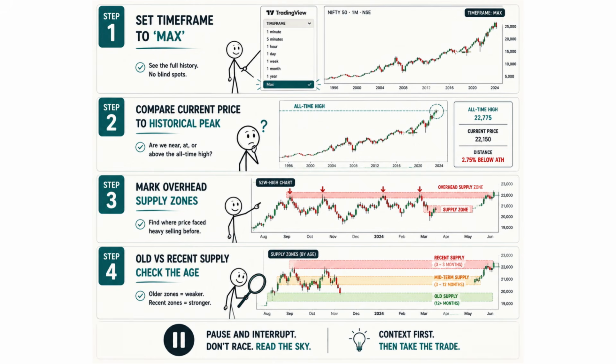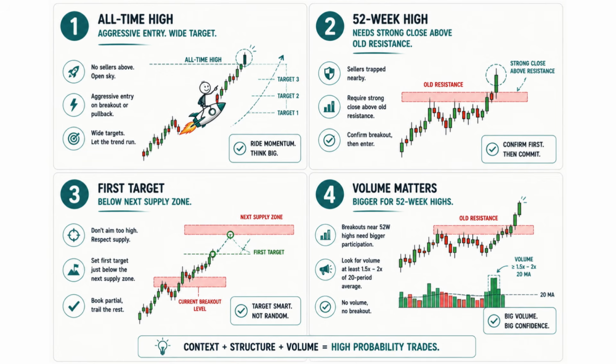Pause. Take any breakout stock on your watch list. Switch the chart to maximum time frame. Is it an all-time high or just a 52-week high? I bet you've been trading both the same way. They need different expectations. 4 rules split by type.